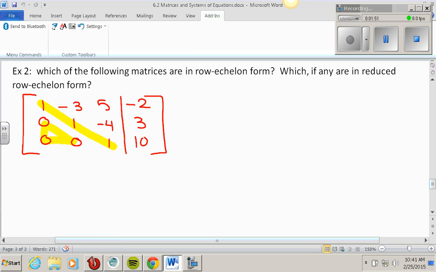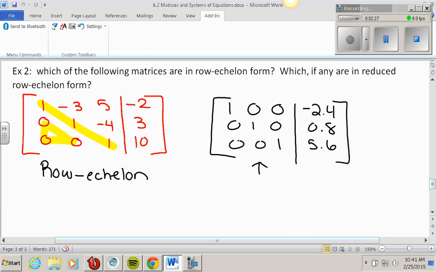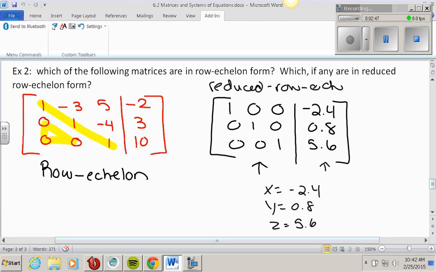Reduced row echelon is a little bit different. Reduced row echelon is all zeros and ones. Okay, so 0, 0, say negative 2.4. 0, 1, 0, 0.8. 0, 0, 1, 5.6. So everything in this portion of the matrix is zeros and ones, and then we have our constants on this side. Okay. Basically, what this would give me would be x equals negative 2.4, y equals 0.8, and z equals 5.6. So it's reduced row echelon. Okay?